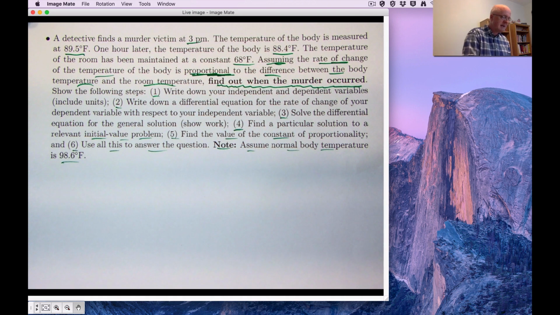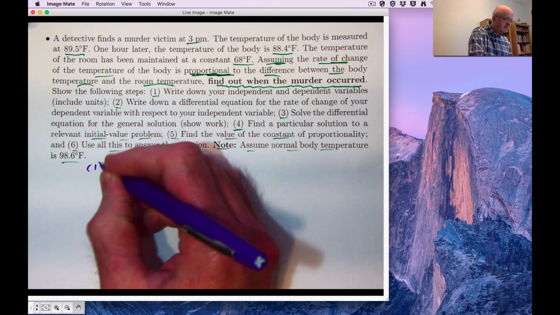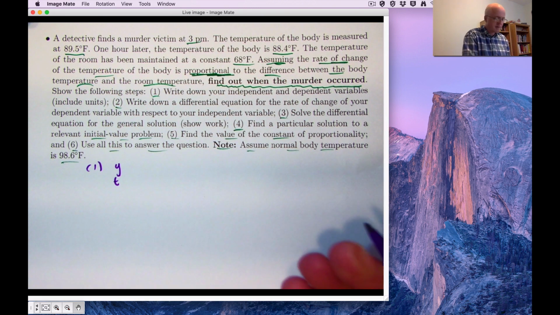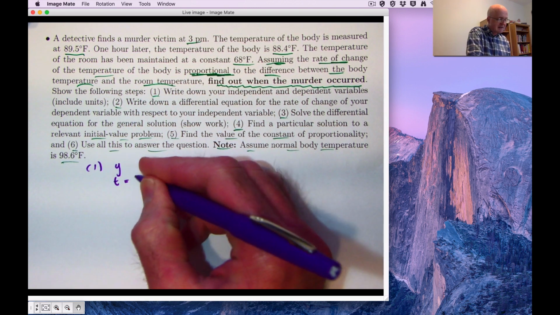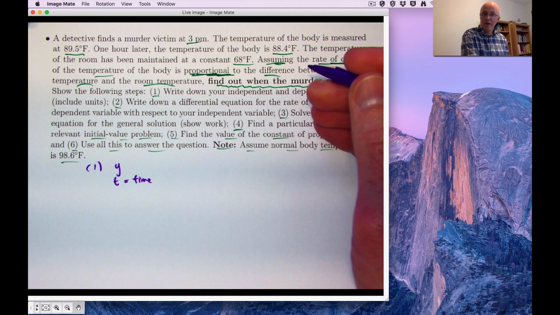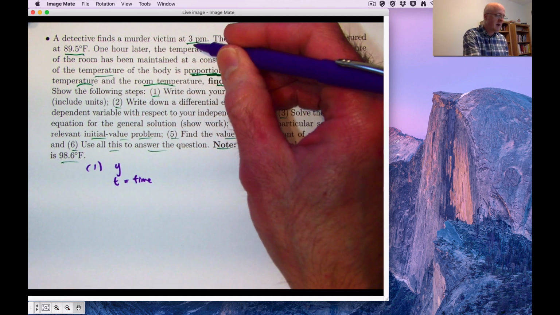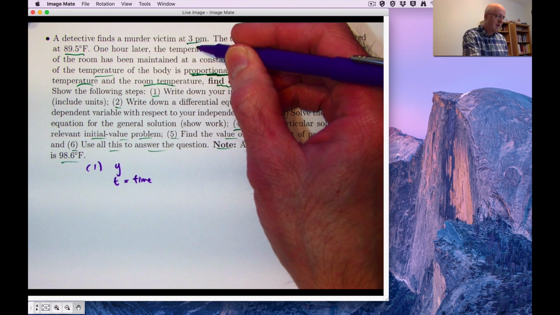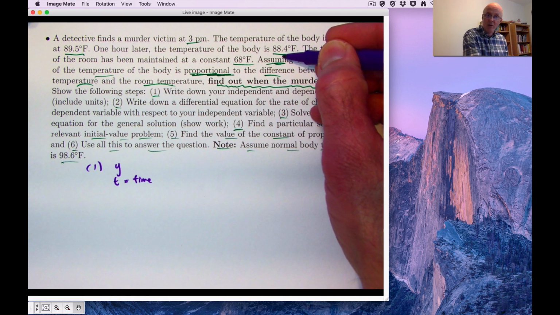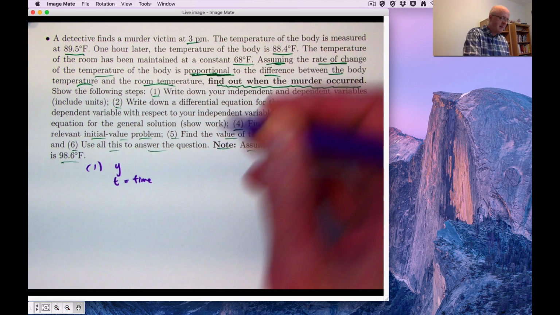First, write down our independent and dependent variables. Typically written y and t, though you could use other letters. t is time. Use units that are relevant for the situation. We're talking about a murder at 3 p.m. We're talking about the body temperature changing here over 1 hour. We probably should use time in hours.